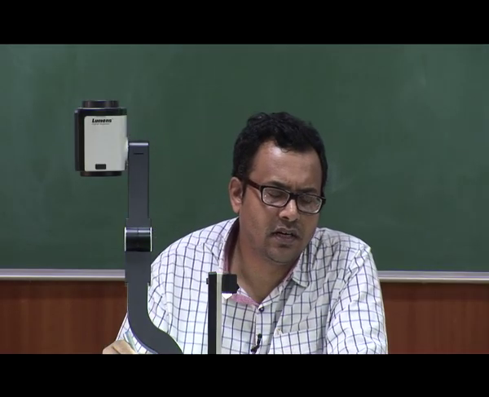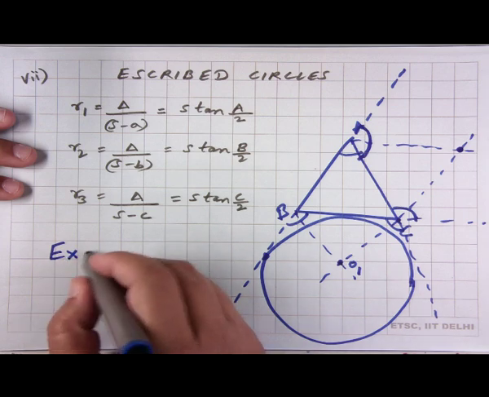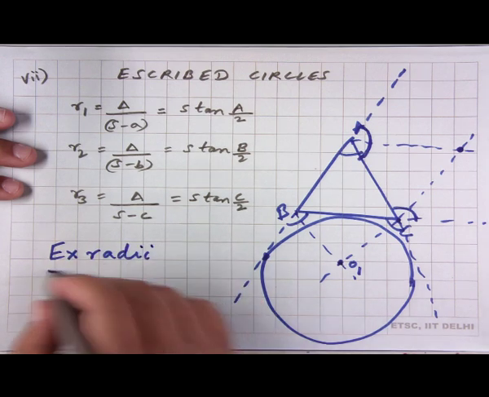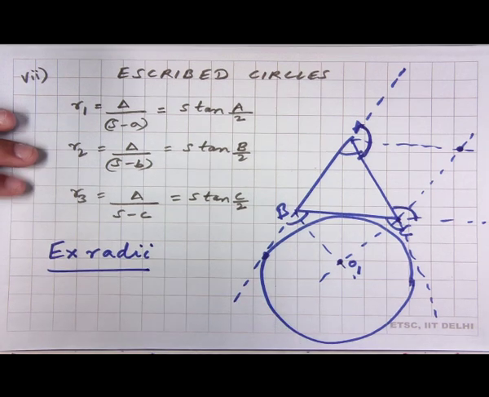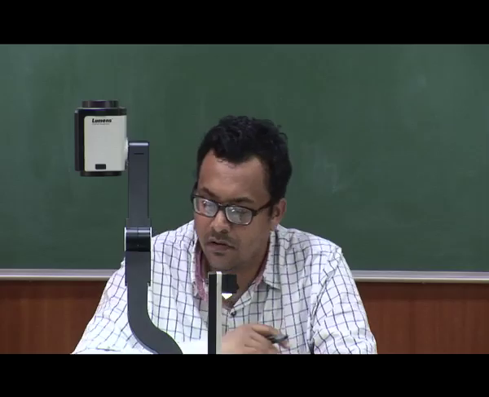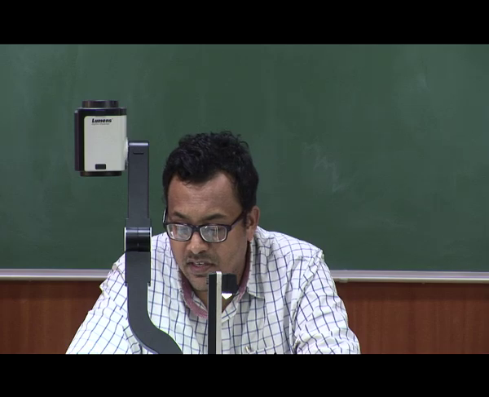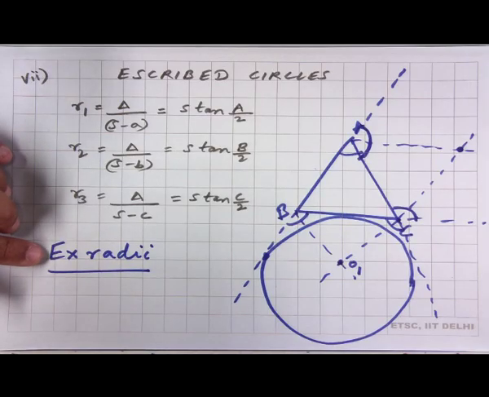In many books you will also find that these different radii are collectively called the exradii of the triangle ABC. So collectively we call these three radii the exradii of the escribed circles corresponding to triangle ABC. We take up some problems now.